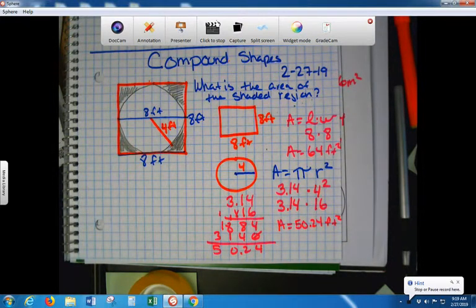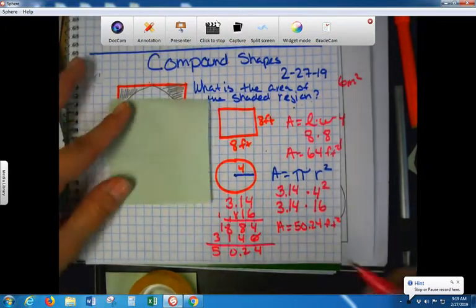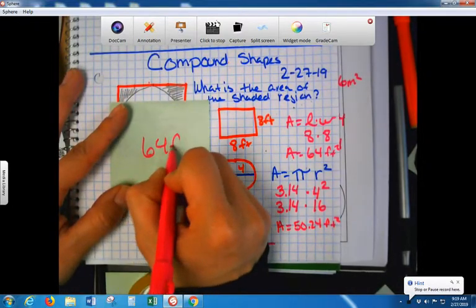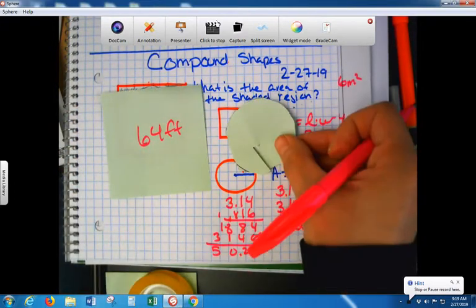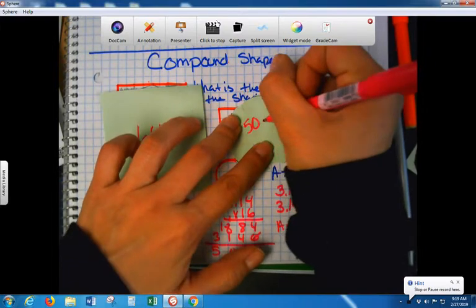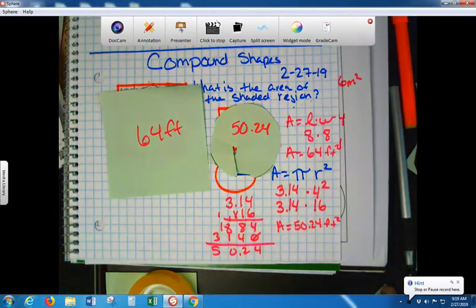No, it's okay. You can leave it like that. It's only rounded when it's a huge number. Okay. So, the area of the square of this object is 64 feet, right? The area of the circle that I cut out is 50.24. So how would I find the area of the little triangle pieces that are left?